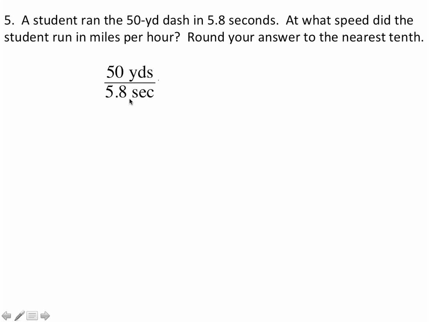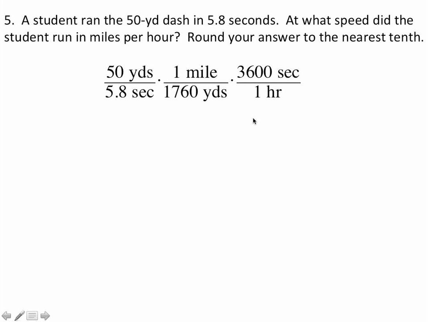So I have to be able to convert yards into miles, and I have to be able to convert seconds into hours. So let's set up a conversion factor that'll help us. Well, I know that 1 mile is 1,760 yards. What that'll do is convert into miles so far, because my yards will cancel with your yards, and you'll be left with miles per second. All right, but I don't want miles per second, I want miles per hour. So I got to be able to convert these seconds into hours.